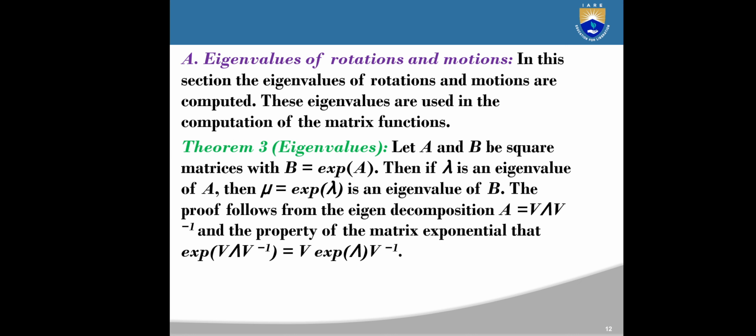Eigenvalues of rotations and motions. In this section, the eigenvalues of rotations and motions are computed. These eigenvalues are used in the computation of matrix functions. Theorem 3. Eigenvalues. Let A and B be square matrices with B equal to the exponential of A. Then if lambda is an eigenvalue of A, then nu equal to the exponential of lambda is an eigenvalue of B.